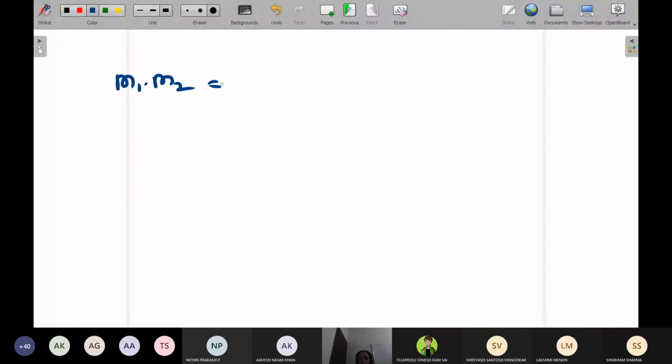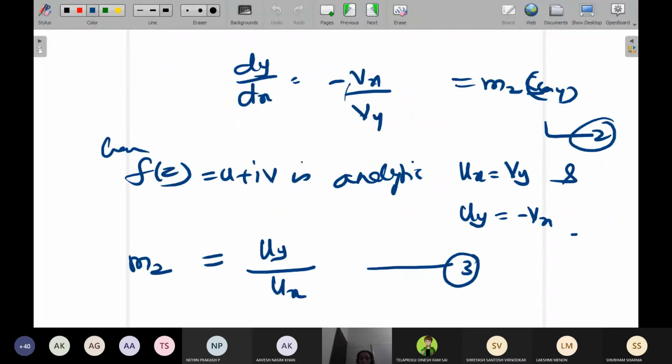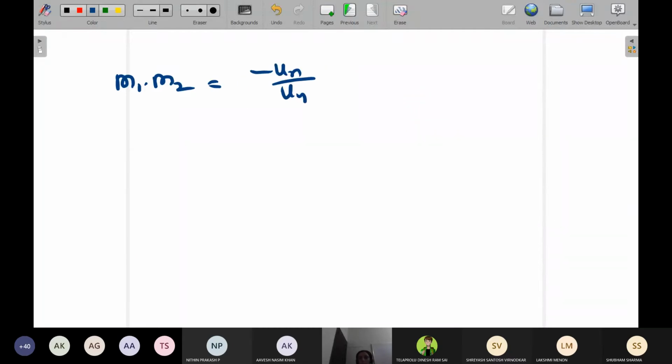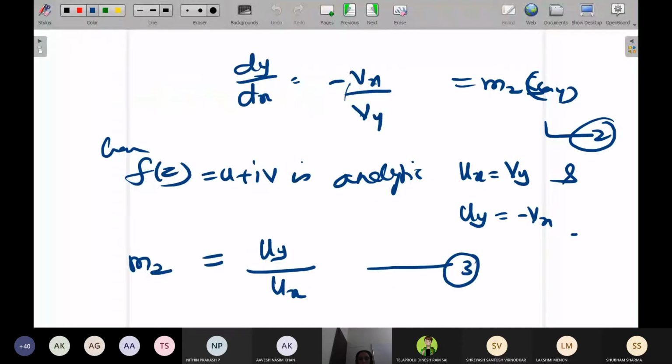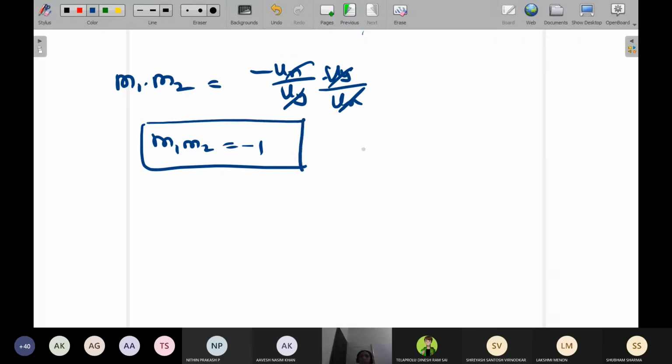What is your m1? M1 is minus ux by uy. And what is your m2? M2 is uy by ux. So ux, uy will get cancelled. You get m1 into m2 equal to minus 1. If the product of the slopes is minus 1, you know that the two curves are orthogonal to each other. So you can write down the product of the slopes is equal to minus 1.